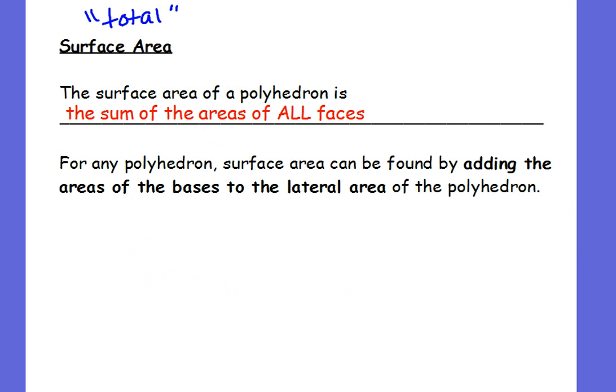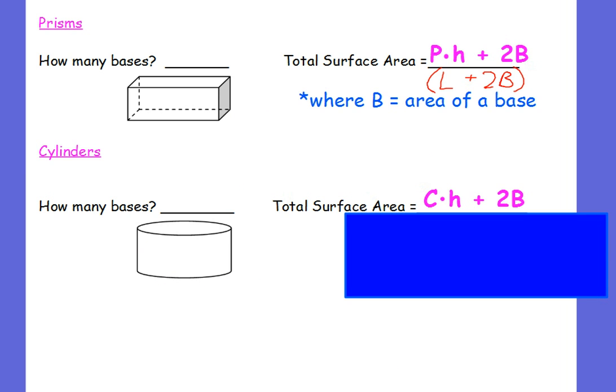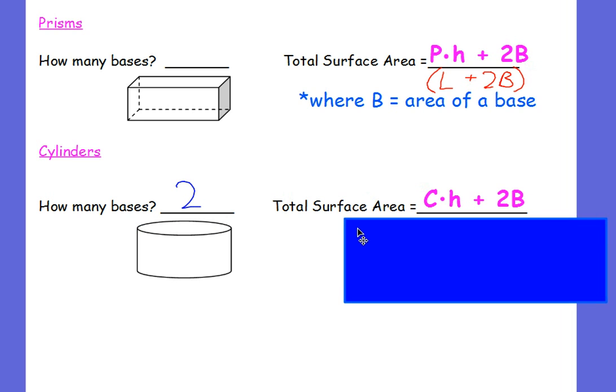Okay, let's take a look at our total surface area now for a cylinder. Again, it's going to be really similar to a prism because we have two bases. So for total surface area, we're going to take that lateral area, circumference times height, plus 2B, two bases. Now, keep in mind, capital B stands for area of the base. In this case, we have a circle, so area there is going to be pi r squared.